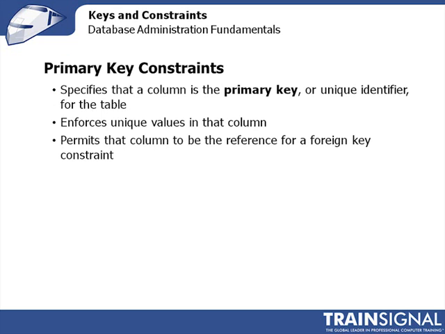Now, you've heard the word primary key before. A primary key is a type of constraint on the database. It specifies that a column, or a combination of columns, is the primary key, or unique identifier, for that particular table. The constraint enforces unique values in that column, and it permits that column to be referenced as a foreign key constraint from another table.